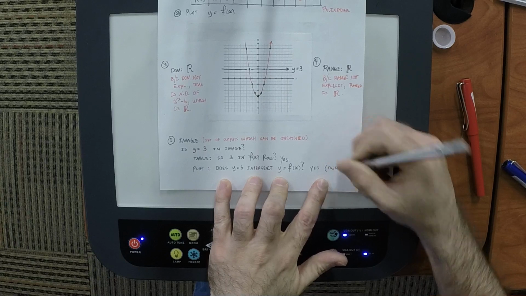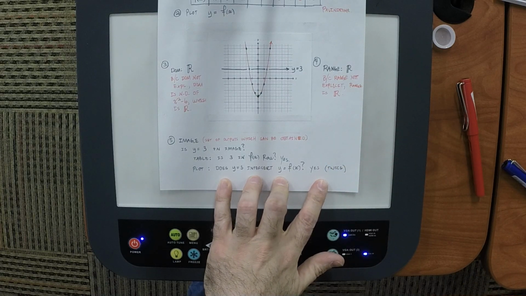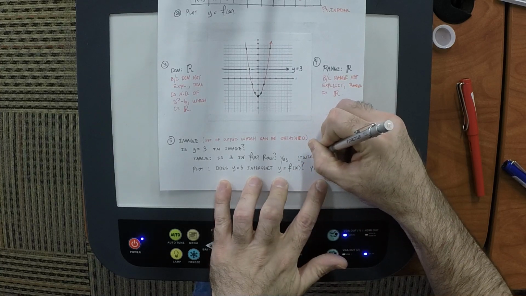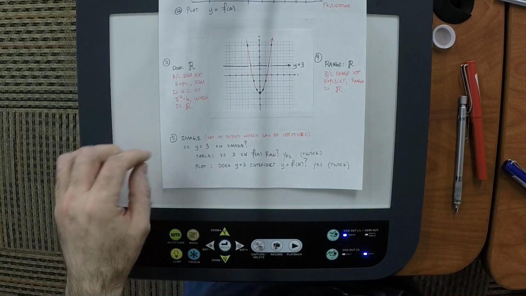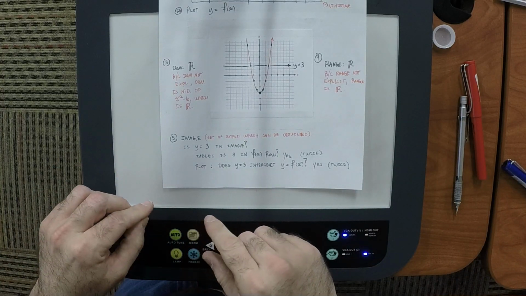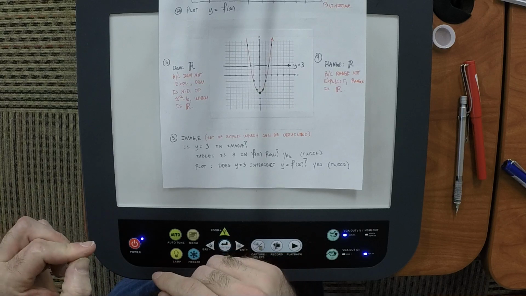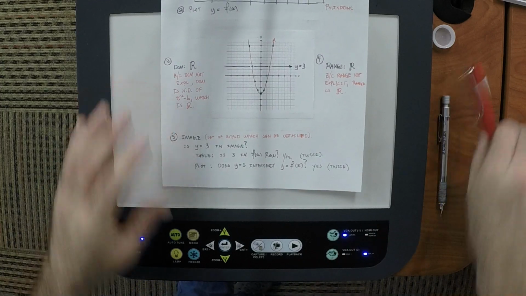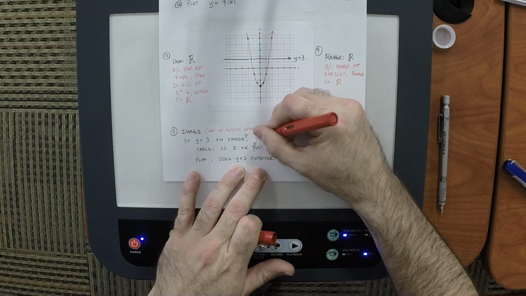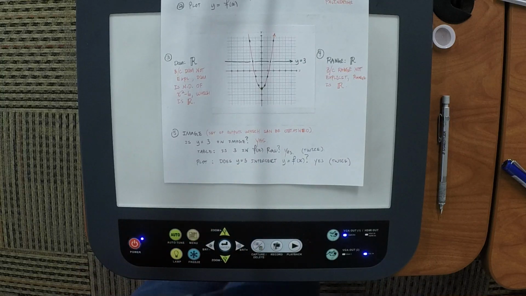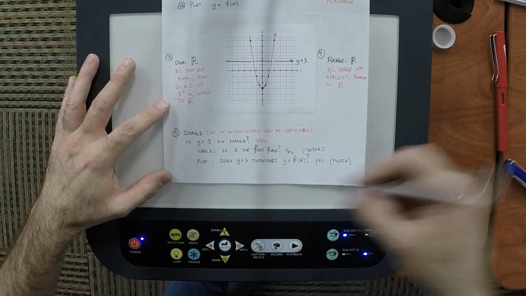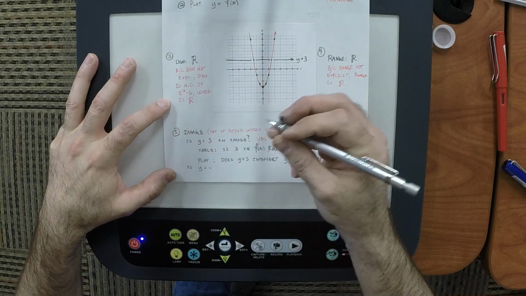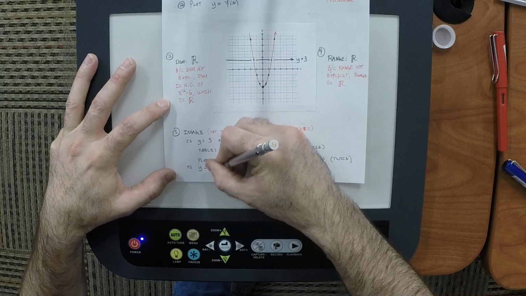And how many times does 3 appear in the f of x row in the table? Twice. So the question was, is y equal to 3 in the image? The answer is yes, for either one of those reasons. How about, is y equal to negative 10 in the image?